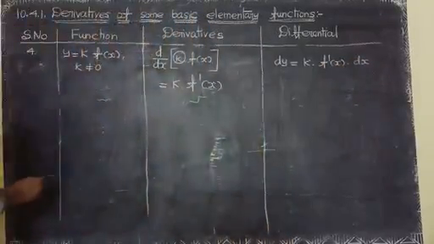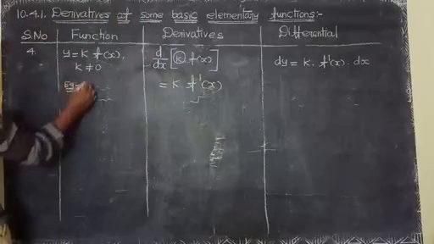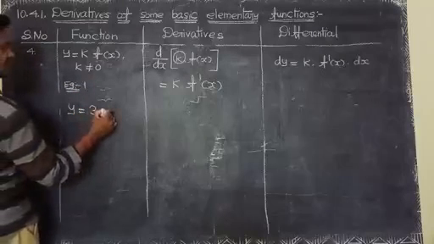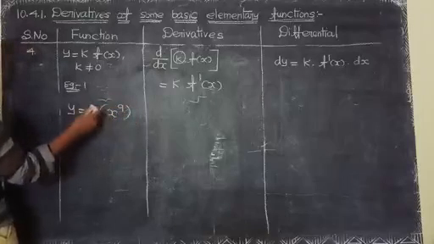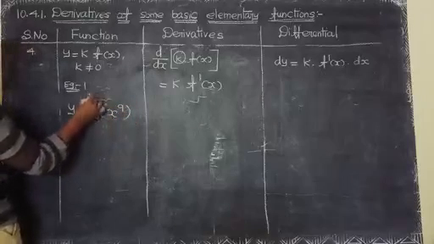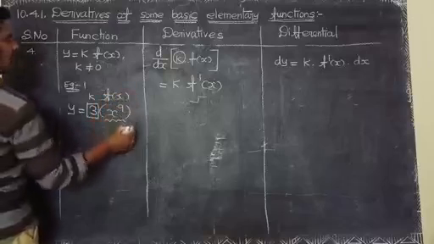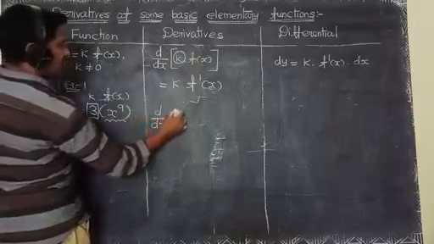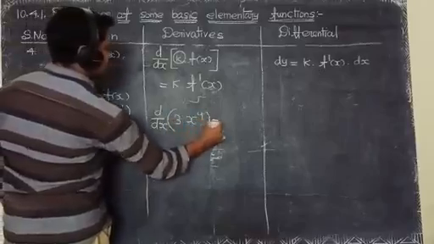Okay, next, for example, y equal to 3 into x power 9. Okay, this is one function. Here 3 is the constant, this is k, and this is f of x. Here d by dx of 3 into x power 9.